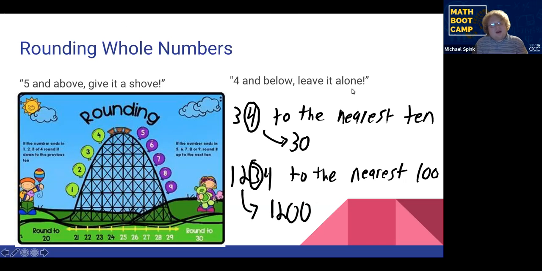Let's round 1,234 to the nearest 100. There is a 2 in the hundreds place. The next number over is a 3. 4 and below, leave it alone. We're going to leave that 2 alone and make everything else after that a 0. 1,200. That is a nice 100.